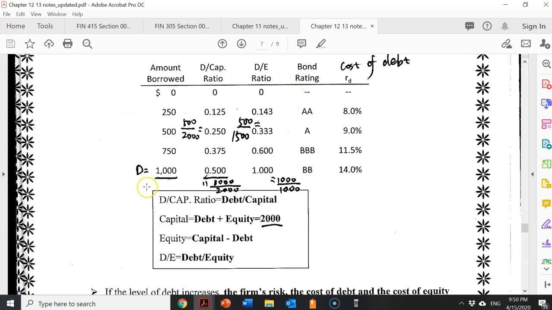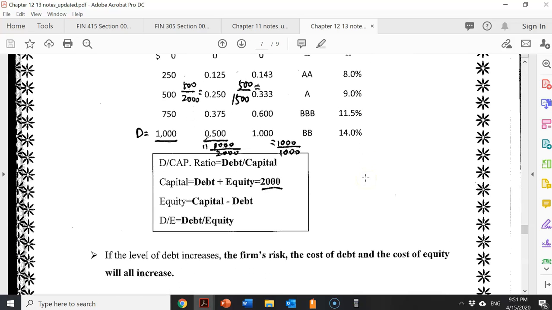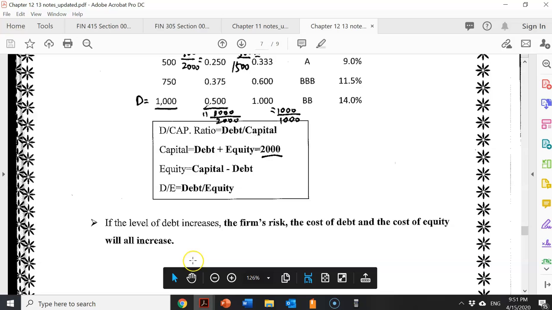When we raise more and more debt, the bond rating goes down from AAA to AA to BBB to BB. The cost of debt will increase. When the risk of the firm goes up, RD, the cost of debt, will increase from 8% to 14%. If the level of debt increases, the firm's risk, the cost of debt, and the cost of equity will all increase.